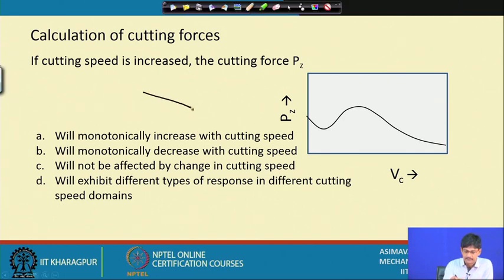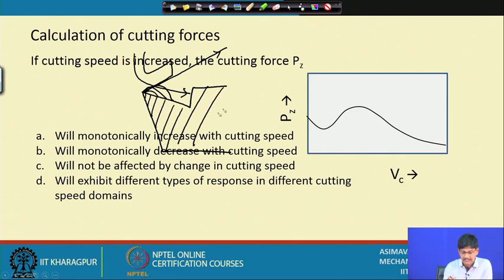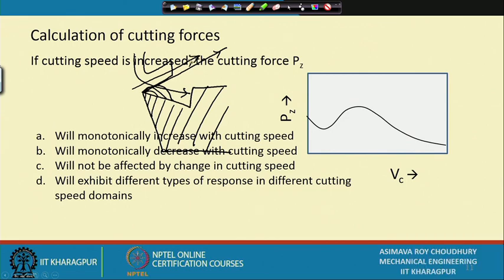If this be the tool, if this be the built up edge, okay, this is the resultant direction in which the chip has to move when a built up edge has formed. And therefore, instead of flowing this way, instead of sensing the actual rake which is there on the surface of the tool, it senses a much higher negative value of rake, which means that forces are going to be high.